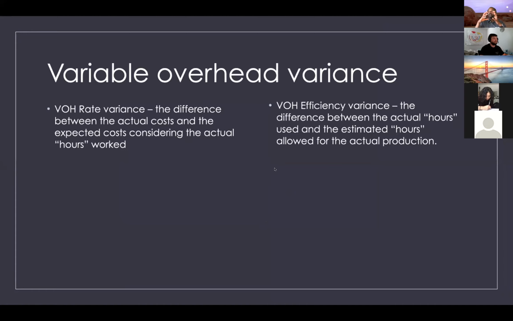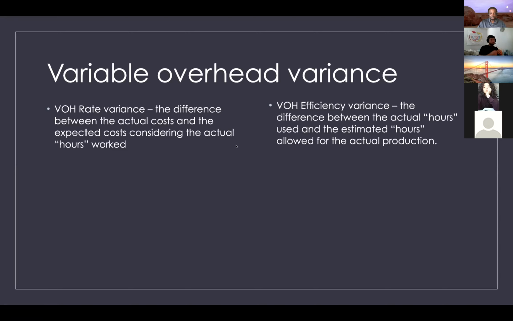Now, here's the good news. This works very similar to how the direct labor variance looked. What we're looking at is how much of this difference between our flexible budget and actual is related to the rate that we chose, or the rate being different than what we expected, and how much is related to our efficiency, our ability to produce as many units as we said we would produce within a certain amount of hours.